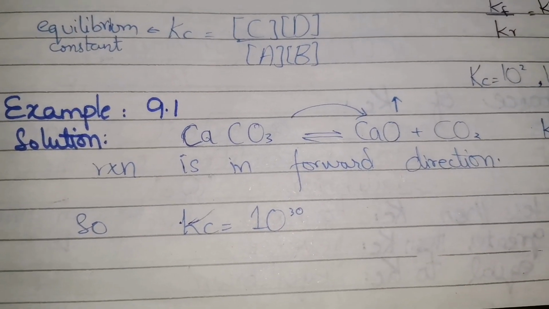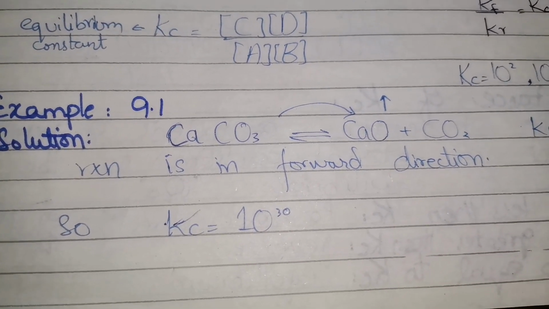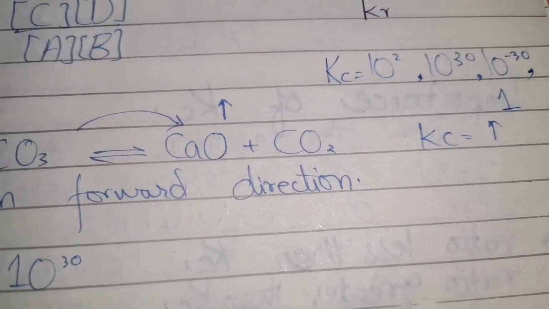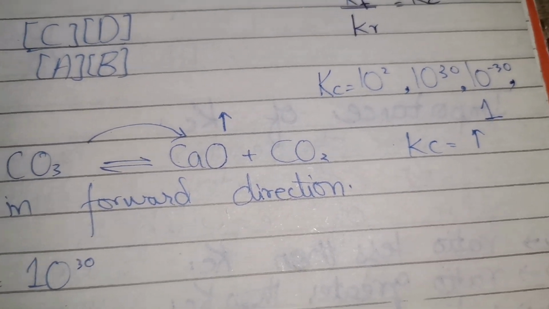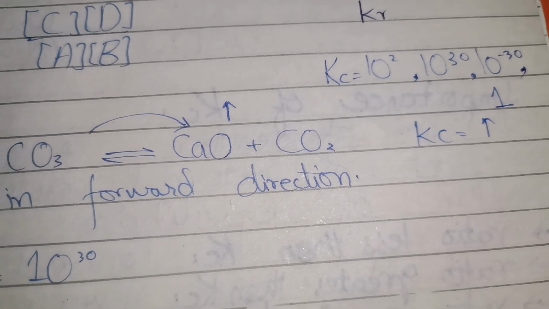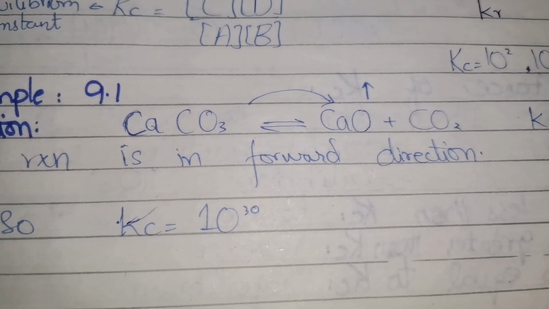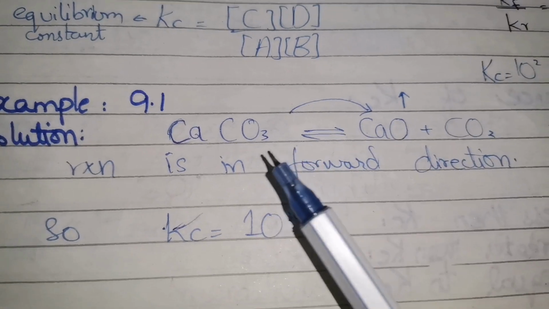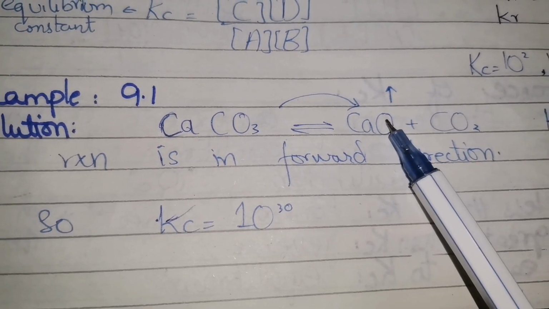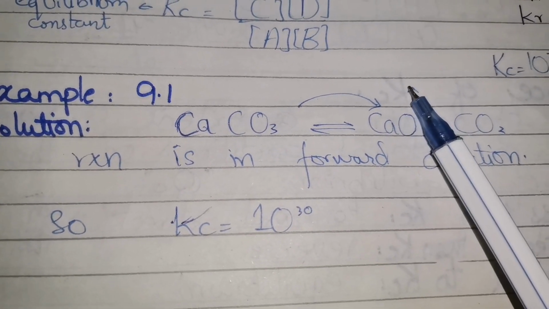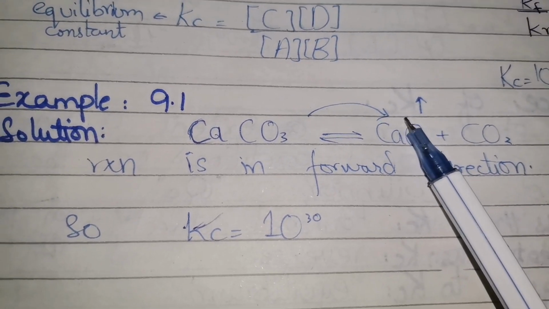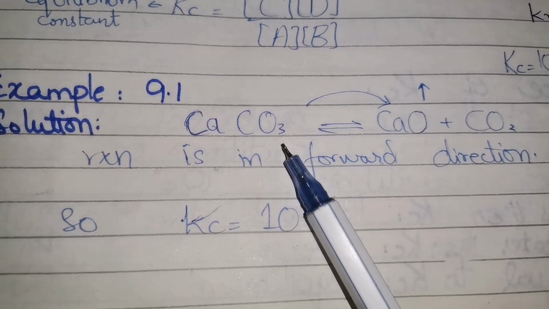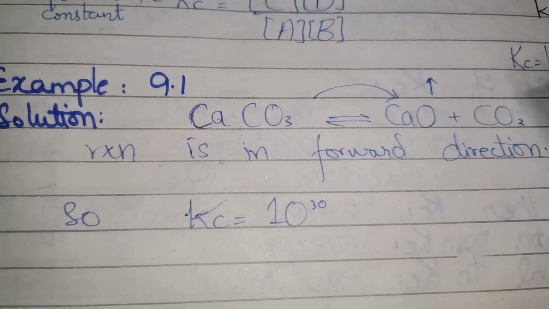Now see, in this example they tell us that the reaction is happening in the forward direction. So what will be the value of Kc? The values of Kc are given as 10 raised to power 2, 30, minus 30 and 1. Now what is happening in this reaction? The reactant is converting into the product. Forward reaction is happening, so reactant is converting into product. So the concentration of product is increasing. Right? Concentration of product is increasing. It means that concentration of product is more than that of reactant in this case.